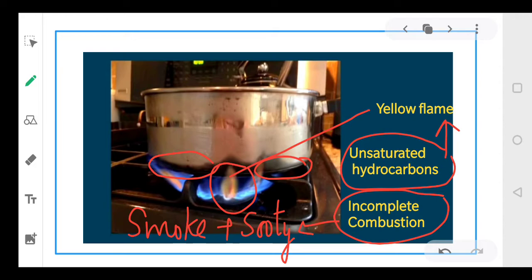Okay, so saturated hydrocarbons give a blue flame. Unsaturated hydrocarbons give a yellow flame. Saturated hydrocarbons burn completely. Unsaturated hydrocarbons undergo incomplete combustion. Clear?